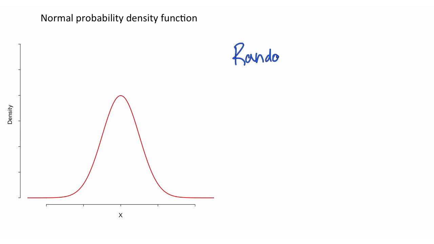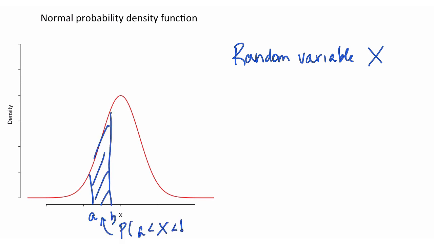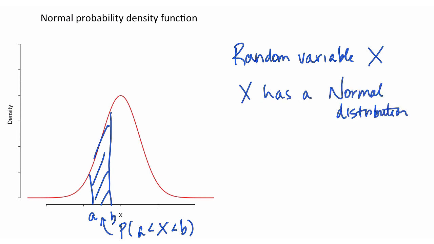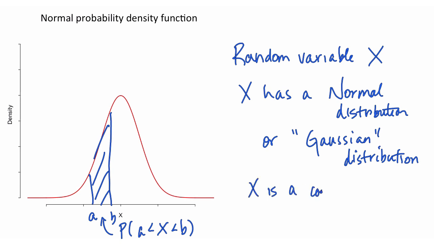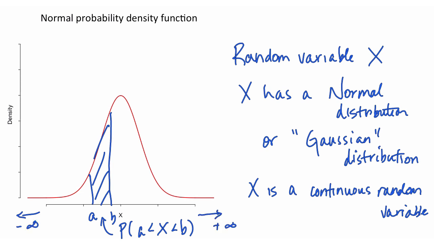Suppose we have a random variable, we'll call it x, whose probabilities are found as areas under a normal probability density function. We say that x has a normal distribution. The normal distribution is sometimes also called the Gaussian distribution. If our random variable x has a normal distribution, we know then that x is a continuous random variable. And the interval of values it can be is anything from -infinity to +infinity, but most of the probability is concentrated in the middle.